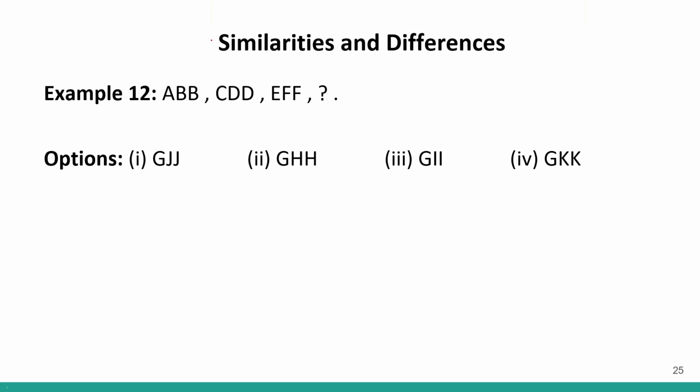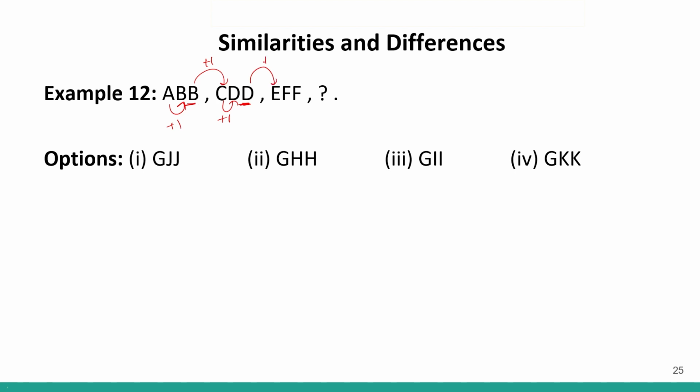Now, A, B, B, C, D, D, E, F, F. Very simple logic I can see. This is plus 1 and then it is being repeated. From here we move plus 1, here we move plus 1, and then it is being repeated.